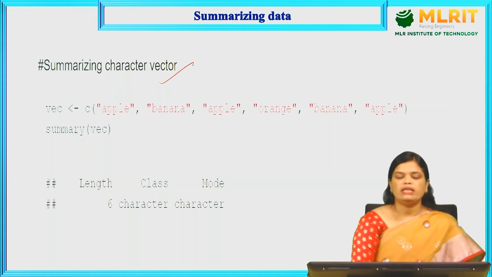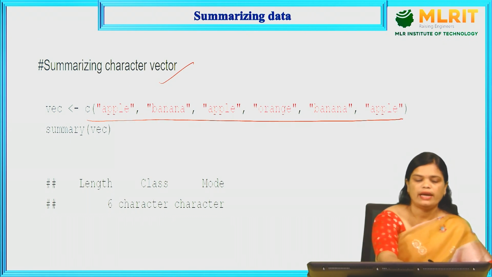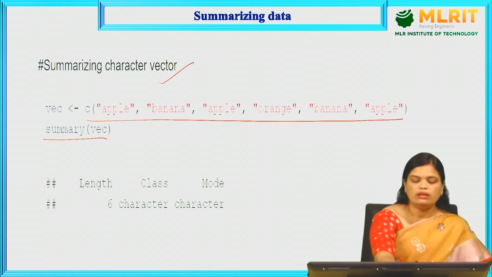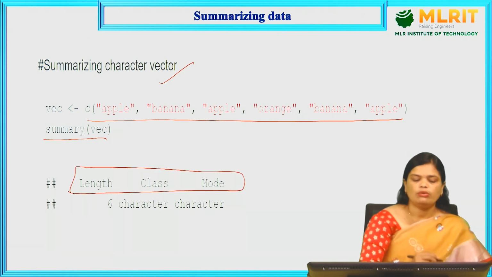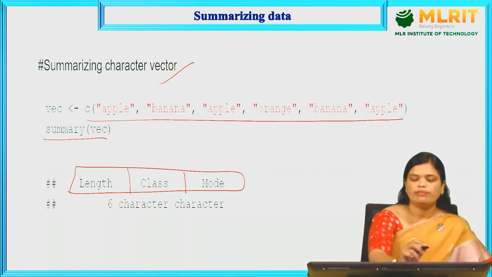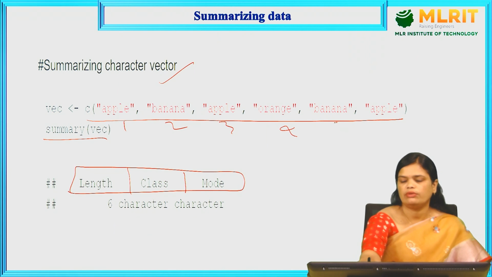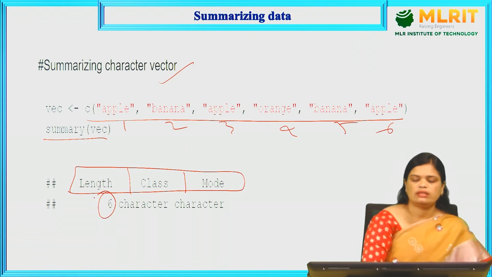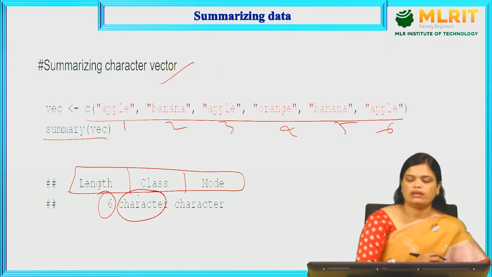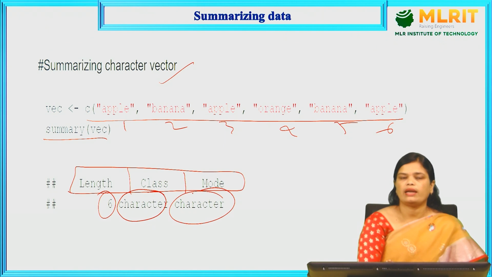Next, summarizing a character vector. This is the character vector I have, and I am applying the summary function to it. It displays only three parameters. First, the length of the vector, which is 6. Second, the class of the data, which is character. Third, the mode of the data, which is also character in this case.